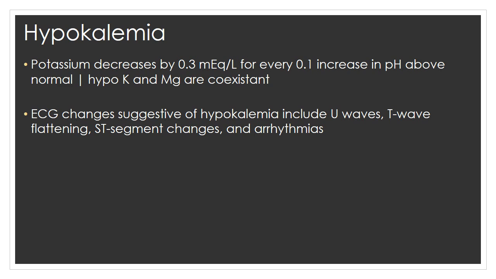Hypokalemia, alkalosis, and hypomagnesemia are usually coexistent. For every drop of 0.3 milliequivalents per liter of potassium, the pH value rises by 0.1. Because of hypokalemia, the cardiac muscle and the conducting system are increasingly excitable. Therefore, due to this hyperexcitability, re-entrant arrhythmias may be seen. The usual ECG changes are U waves, T wave flattening, ST segment depression, and arrhythmias.